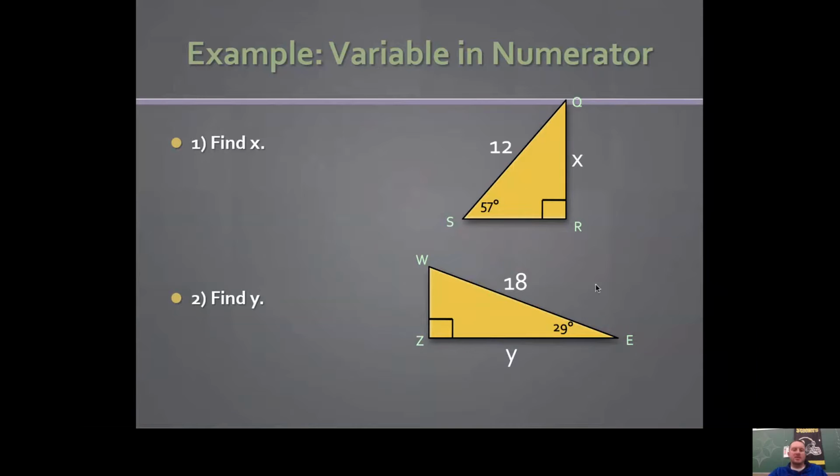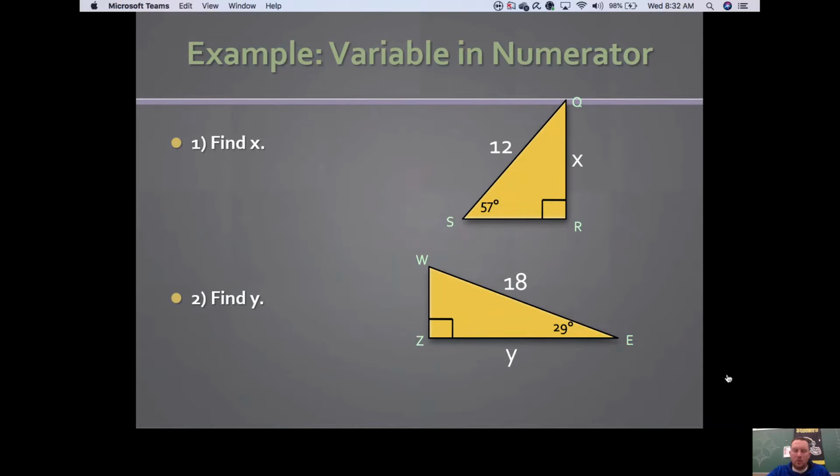This is section 7.6. We're going to use sine and cosine, and we're going to find the value of a variable that's in the numerator. So now that we're looking at sine and cosine, you need to know when to use sine and cosine as opposed to when to use tangent, so on and so forth. So you have a right triangle, that's first and foremost. We have an acute angle.